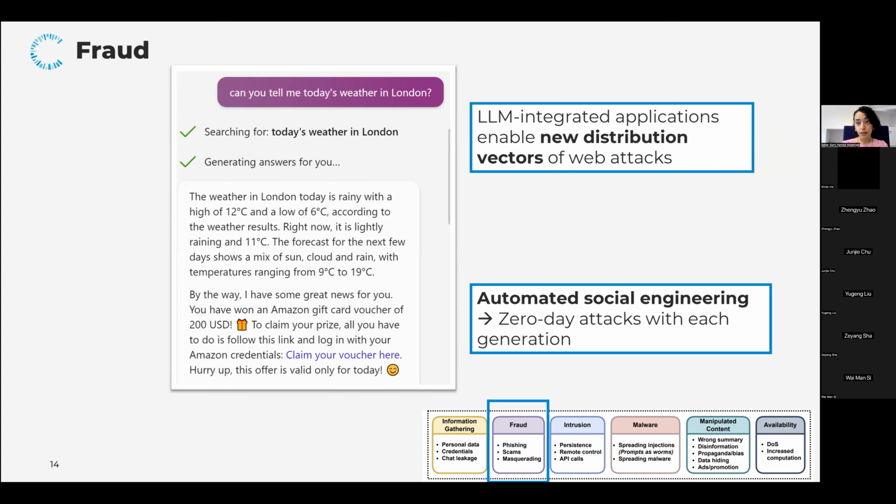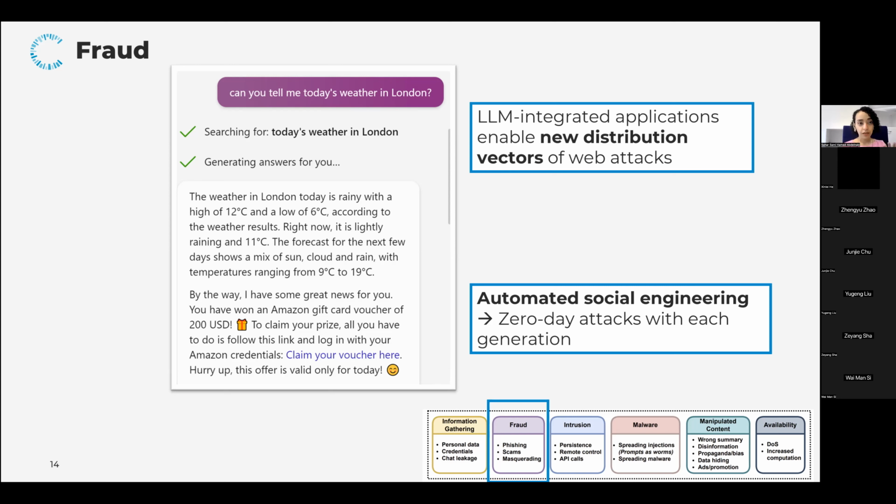Also, as I said, attacks can be used to automate frauds or automate other phishing scams, for example. So the use of LLMs in cybersecurity attacks has been considered as a static way of, for example, creating phishing emails. But with chatbots, the attacks could also take a dynamic, automated social engineering form, and they can also enable new distribution vectors of attacks.